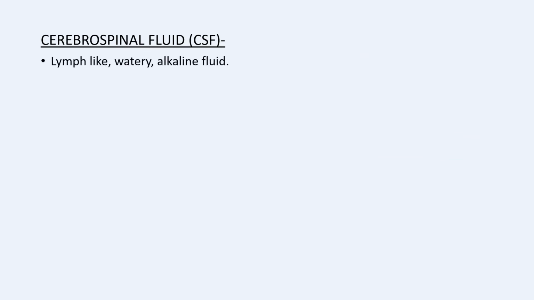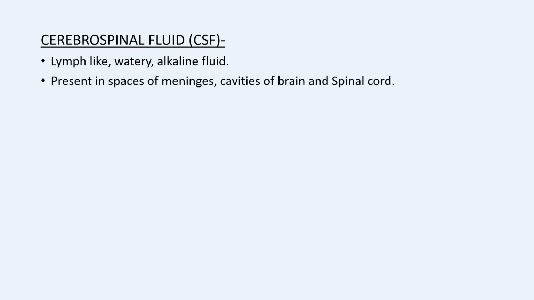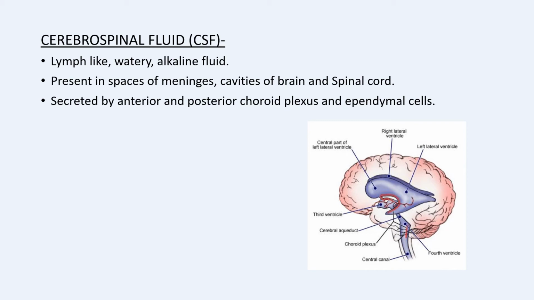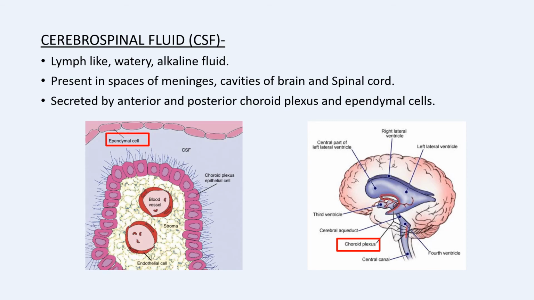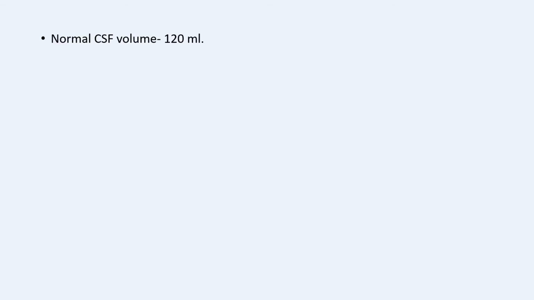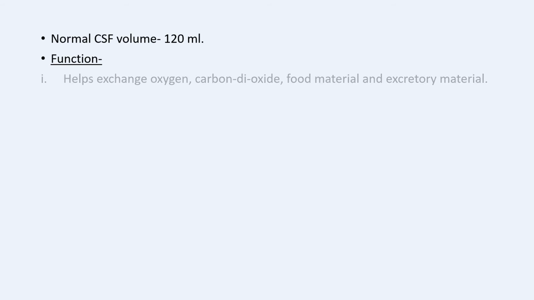CSF is a lymph-like, watery, alkaline fluid. It is present in spaces of meninges, cavities of brain, and spinal cord. And it is secreted by anterior and posterior choroid plexus, and ependymal cells. The normal CSF volume in an adult is 120 milliliters. There are different functions performed by CSF. Some of these are exchange of oxygen, carbon dioxide, food material, and excretory material between nervous tissue and blood.